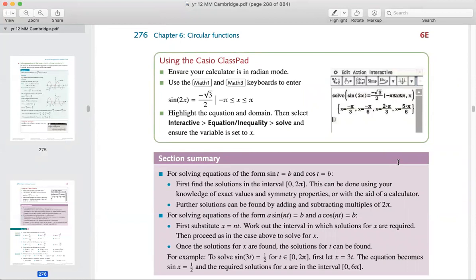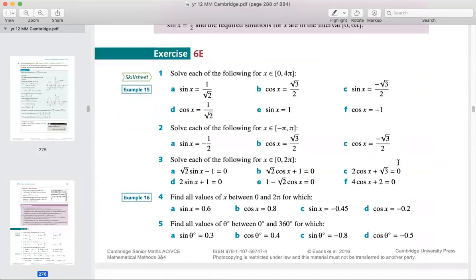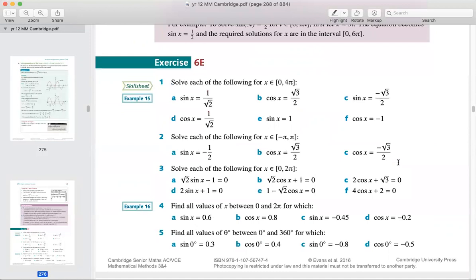Okay, so let's do a quick summary for 6E. Again, we have to be familiar with 6B, which is the ASTC stuff, and memorize the special angles for 0, pi on 6, pi on 4, pi on 3, and pi on 2. Then use our circular function definition to help us find in one whole period how many solutions we can have. Then we just follow the same procedures. Okay, let's maybe try another one.